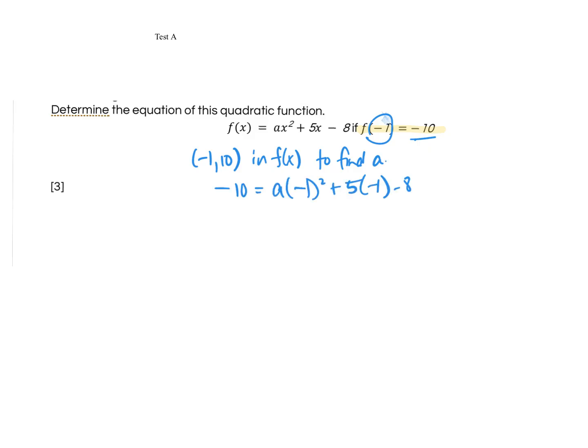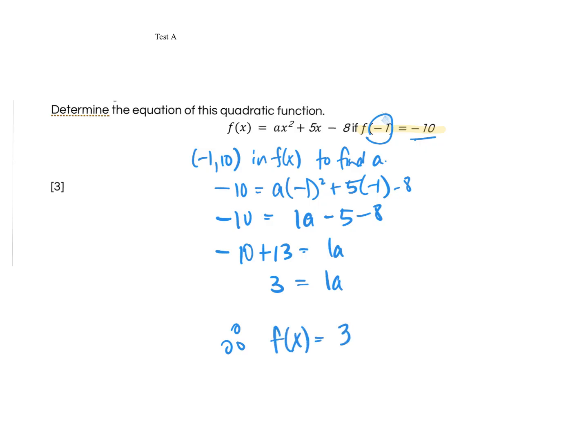As you can see, I've substituted the value of -1 into all of our x terms, and -10 is on the left side. That's our y value. So I'm just going to evaluate. At this point, I'm going to simplify, so I end up with -10 plus 13 on the left side equals 1a. So 3 equals 1a. And then the final quadratic function is f(x) = 3x² + 5x - 8.